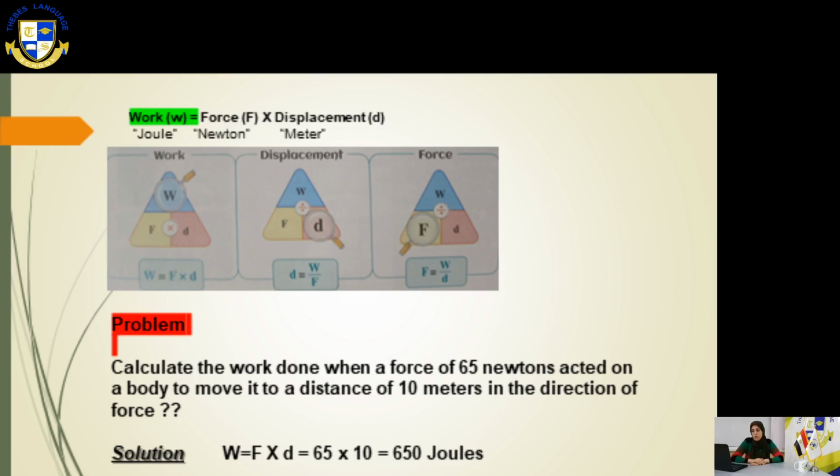We have a small problem here. Calculate the work done when a force of 65 newtons acted on a body to move it a distance of 10 meters in the direction of force. Solution: we know the equation of work equals force times displacement. Now it equals 65 times 10, which equals 650 joules.